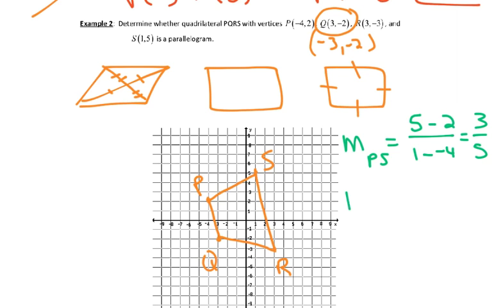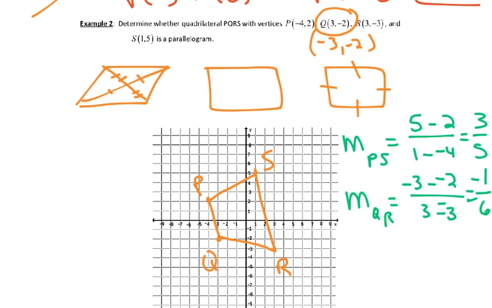It should be the same as the slope of QR if it's a parallelogram. The slope of QR is going to be negative 3 minus negative 2 over 3 minus, it's not 3 minus 3, it's 3 minus negative 3. So that's going to be, let's see, negative 1 over 6. Well, they're not the same slope. Even though if I went and found the slope of PQ and the slope of SR, they probably are the same.